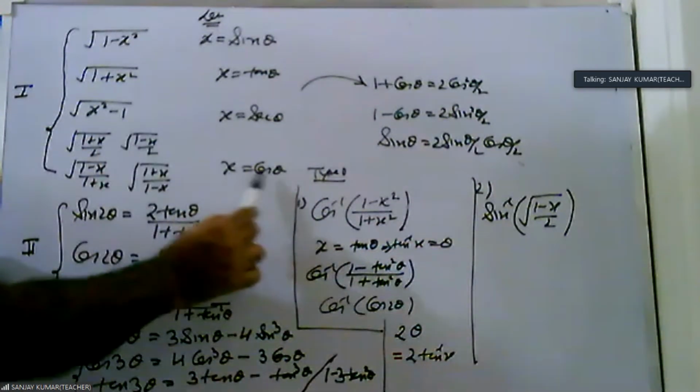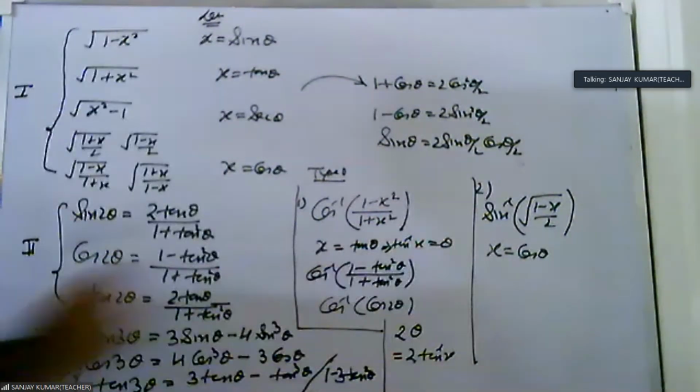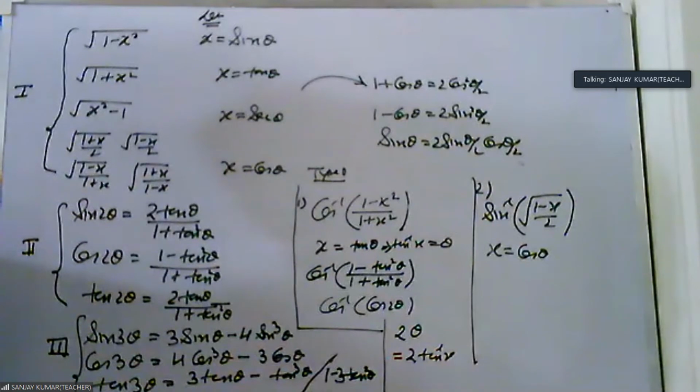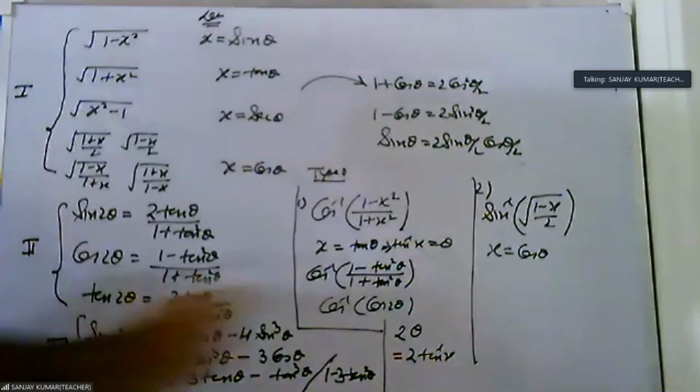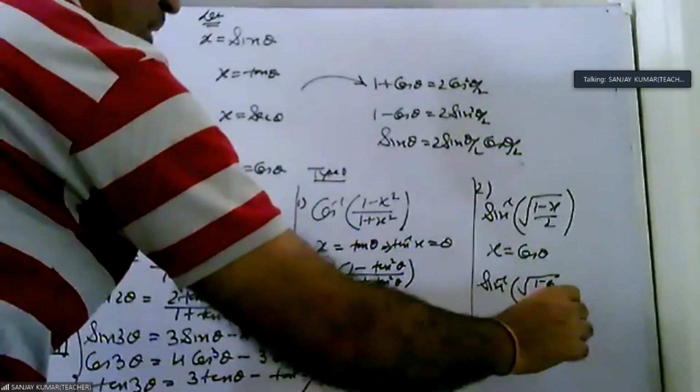So we suppose x is cos theta. Okay, first we decide on step number 1. We decide what we suppose x. First we decide what we are supposing x to be. So this is sin inverse under root of (1 minus cos theta) by 2.